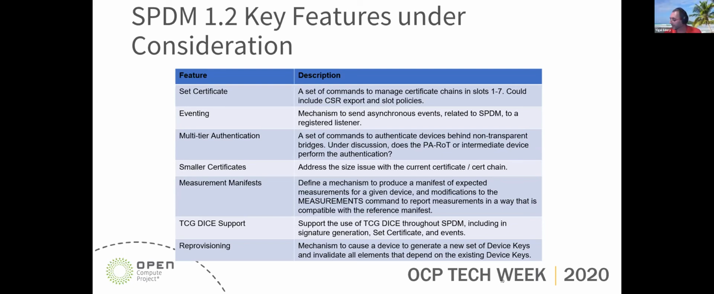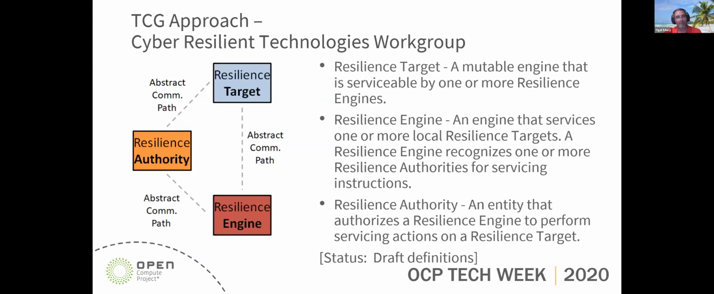Can we talk about Cyrus for a moment? Because I was thinking and trying to map in my head what OCP is doing and Cyrus model. If I go to the slide here, I kind of think that there is a mapping: the resilience target is like the flash we're trying to protect, and the engine is our ROT, and the authority is what we've been calling the owner or the holder of the dev update key, whatever. Is that how you would map it, or what's your thinking on the mapping between OCP and Cyrus?